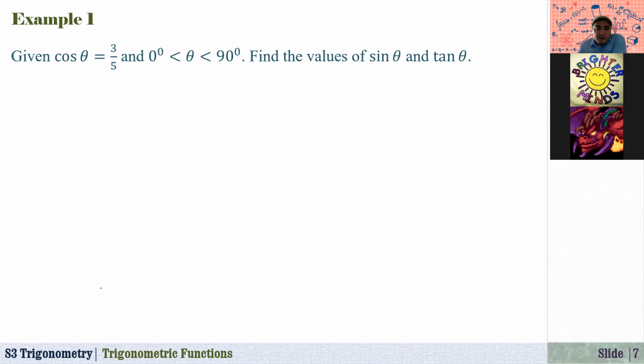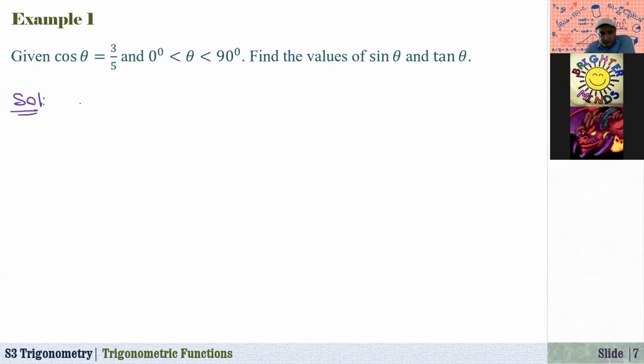All right, now let's continue. One example. Solution. Given that cosine of theta equals 3 over 5, and angle theta is between 0 and 90 degrees, not inclusive, find the values of sine of theta and tangent of theta.